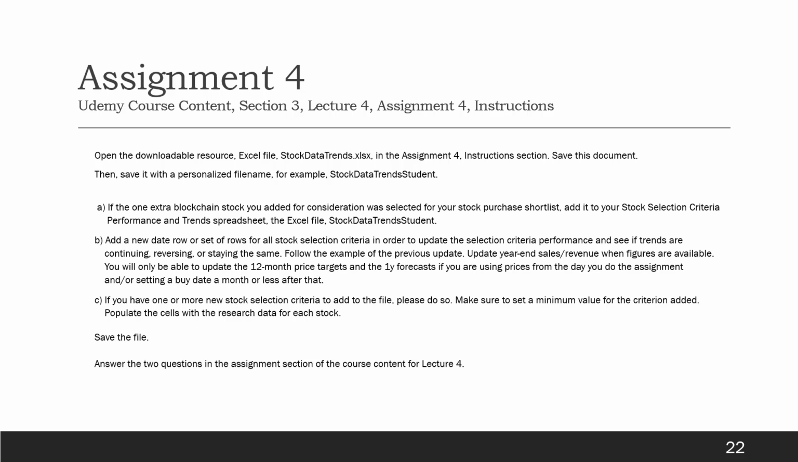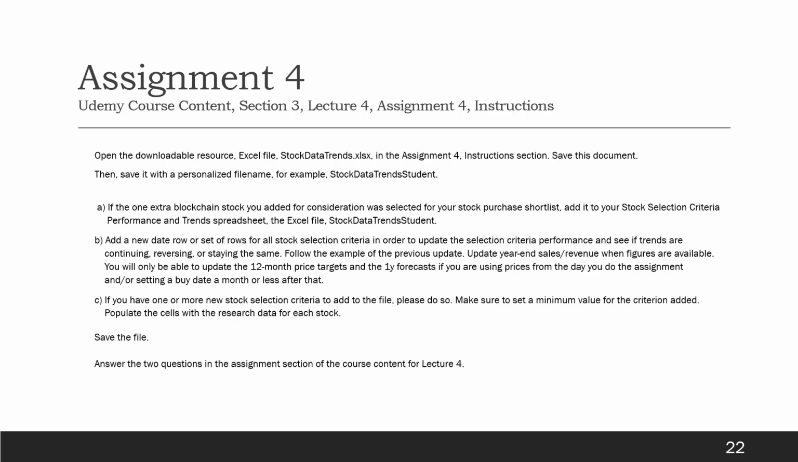B. Add a new date row or set of rows for all stock selection criteria in order to update the selection criteria performance and see if trends are continuing, reversing, or staying the same. Follow the example of the previous update. Update year-end sales revenue when figures are available. You will only be able to update the 12-month price targets and the 1-year forecasts if you are using prices from the day you do the assignment and are setting a buy date a month or less after that.